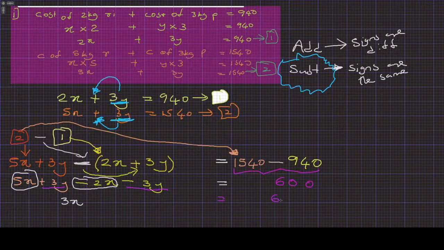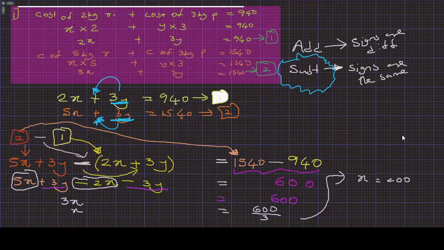Then how do we find the x's value? X is equal to, let's ask the white color 3 to go to the other side. How is this white color 3 connected to x? By a multiplication. So times 3 goes to the other side and becomes division by 3. Then what do we get? We get x equals 200. Alright, we have found the x's value.